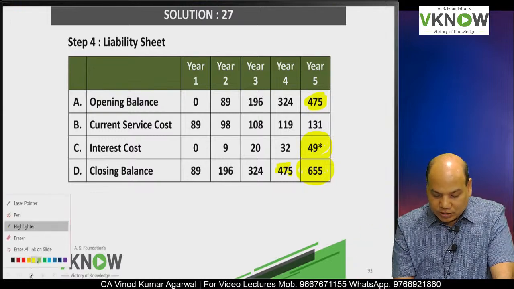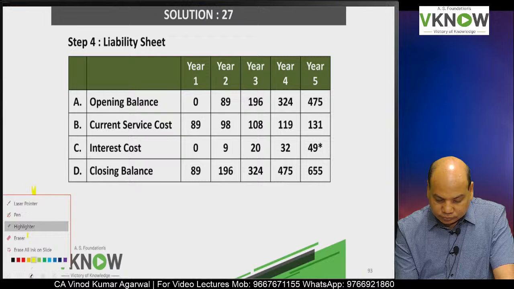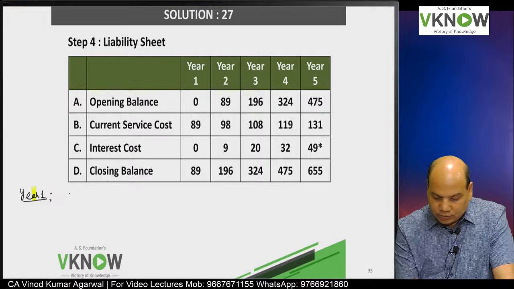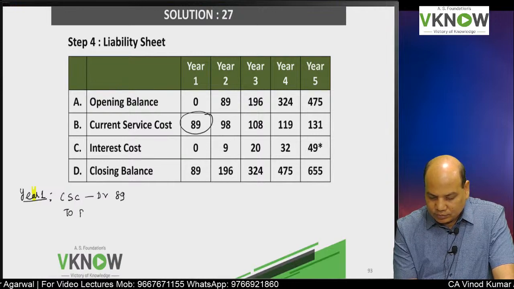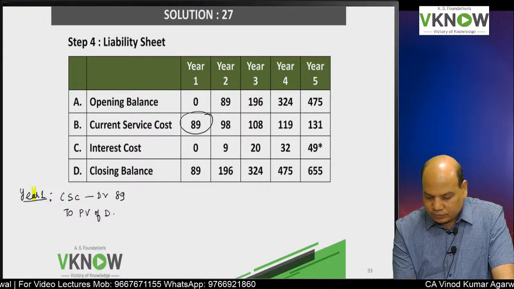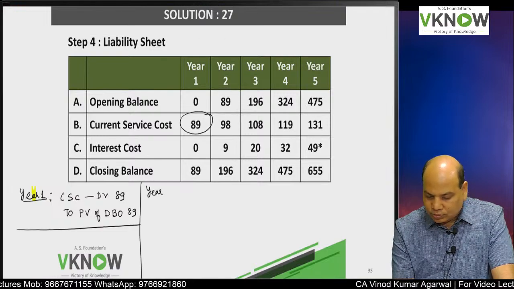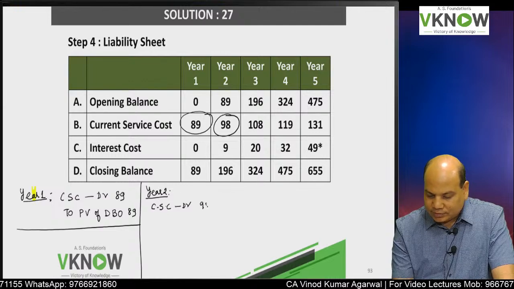If they ask you to pass journal entry, then what will be the entry in year 1? Year 1 entry will be current service cost account debit this figure, 89, to present value of defined benefit obligation 89. Year 2 journal entry will be current service cost account debit 98.